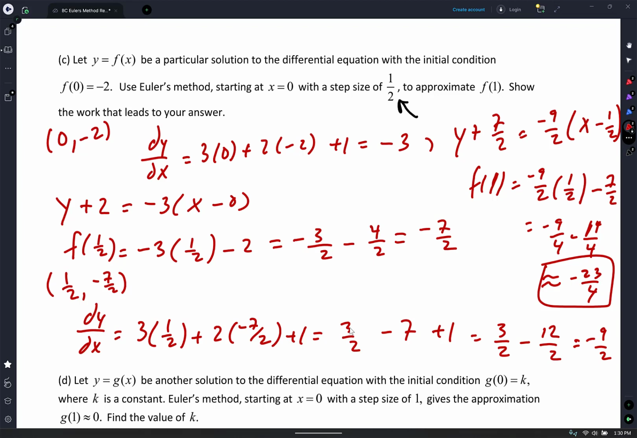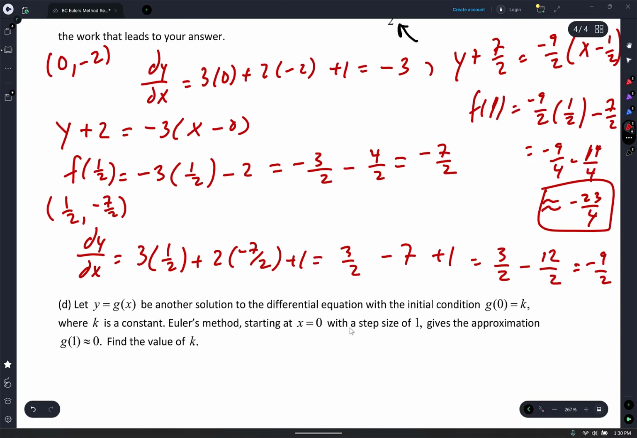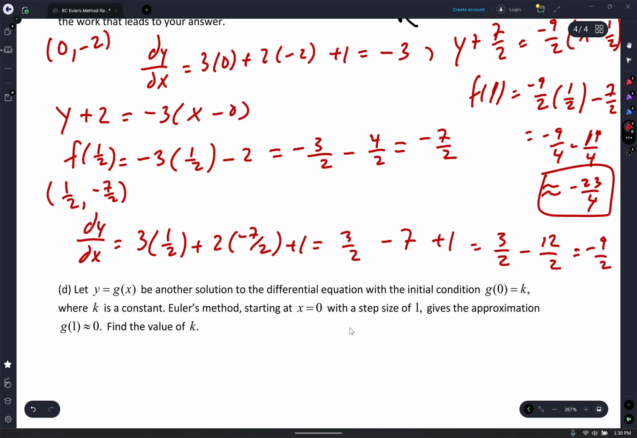Yes. Okay. Let me read letter D. Condition. Okay, you're still using the same differential equation then. Euler's method starting at x equals 1 gives it. Oh, you're going backwards. I like it. Okay, see if you guys can do letter D. But it's the same. You can start at the same point. You don't have to go backwards. Just start at the same and get the K values.